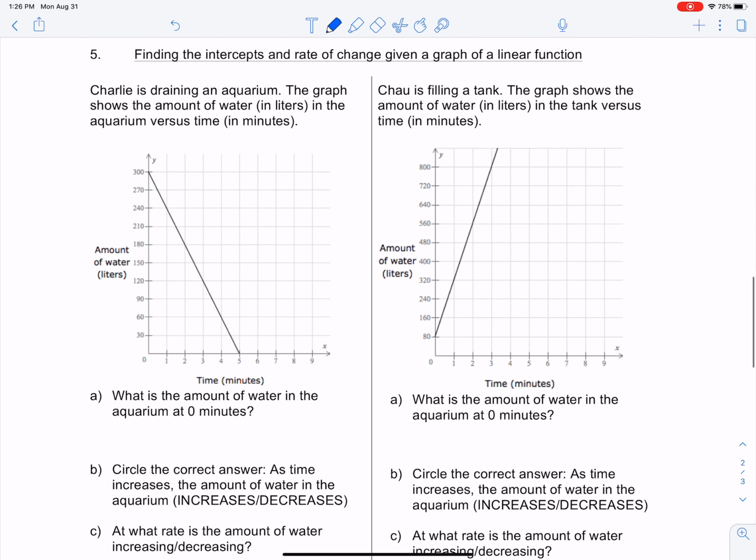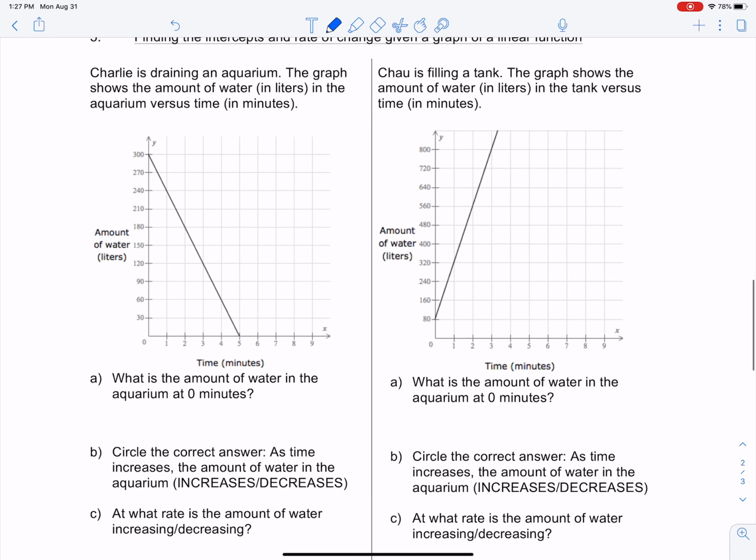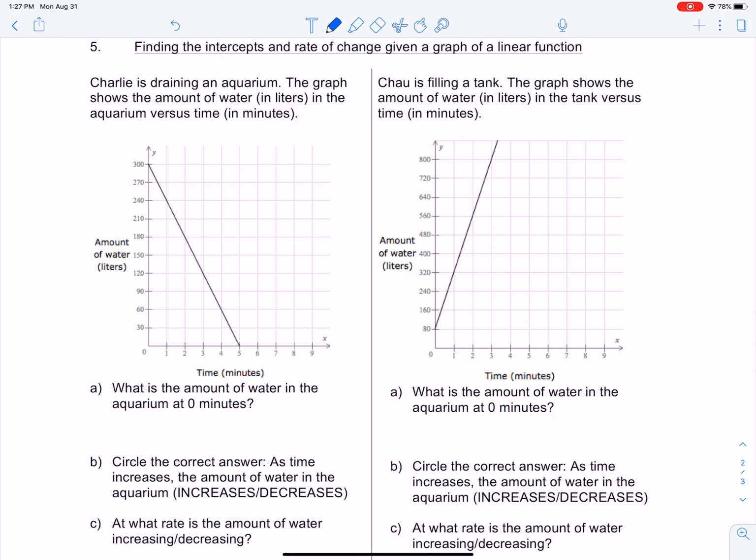Number 5, finding the intercepts and rate of change given a graph of a linear function. Okay, so we're given a lot of information there with that graph. Charlie is draining an aquarium. The graph shows the amount of water in liters in the aquarium versus time in minutes. Okay, so A says, what is the amount of water in the aquarium at 0 minutes? Circle the correct answer. As time increases, the amount of water in the aquarium either increases or decreases. And then at what rate is the amount of water increasing or decreasing?